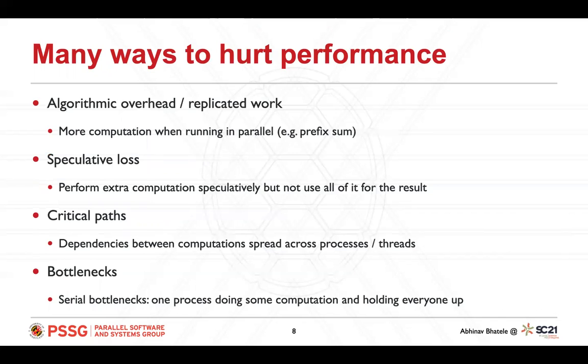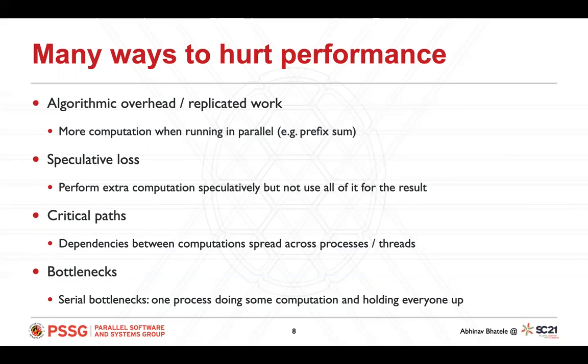Next, sometimes there is more computation when you run in parallel as opposed to sequential code. This is sometimes referred to as algorithmic overhead or replicated work, which can also hurt performance. In other situations, people might perform extra computation speculatively, but then not use it at all in the end, which is referred to as speculative loss.